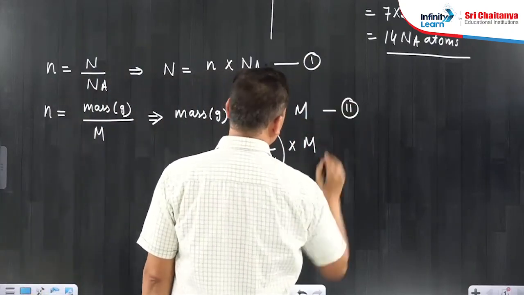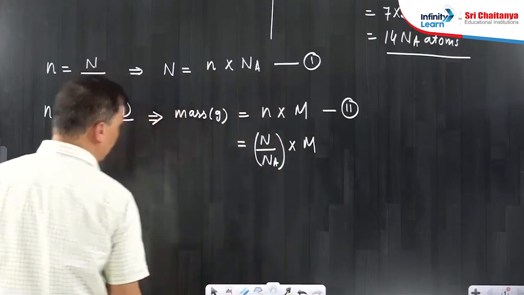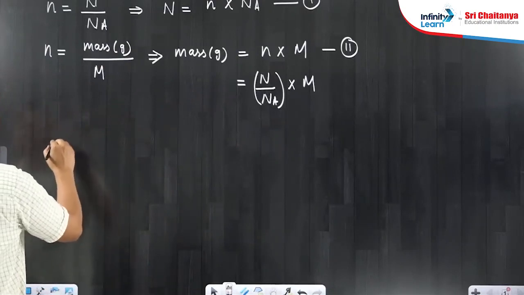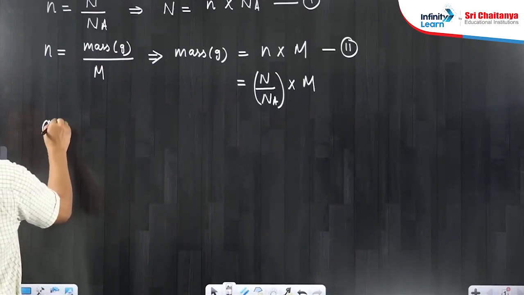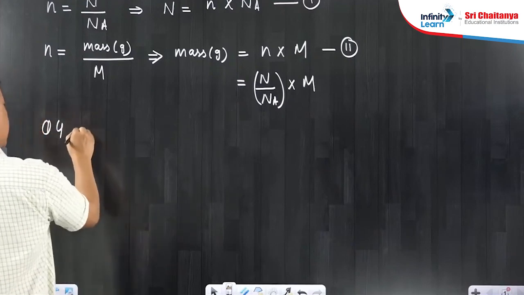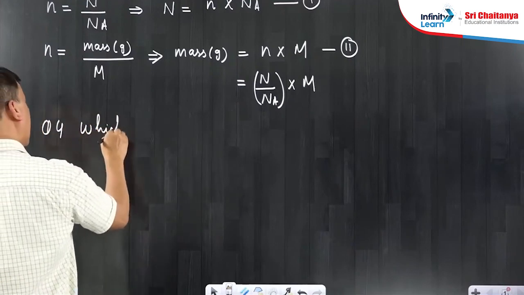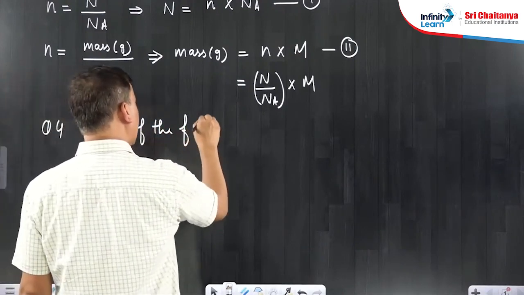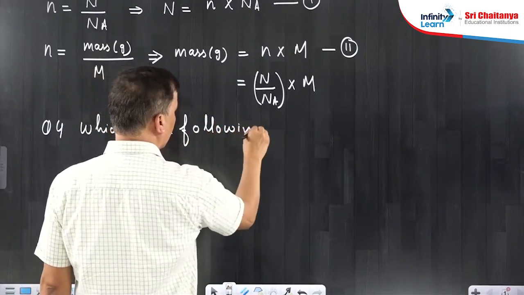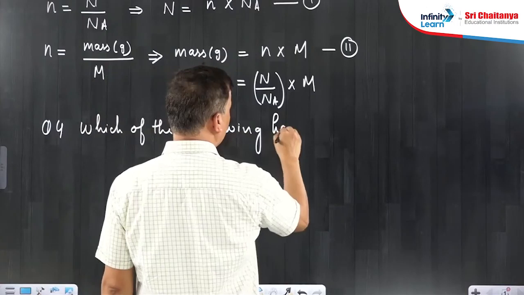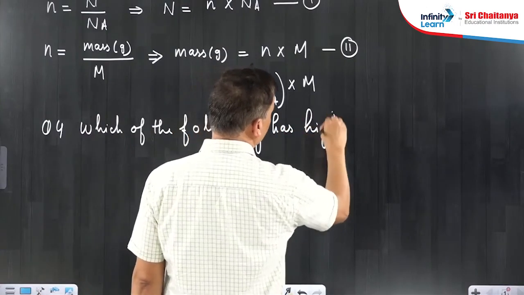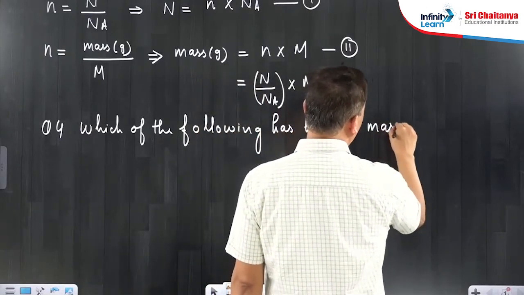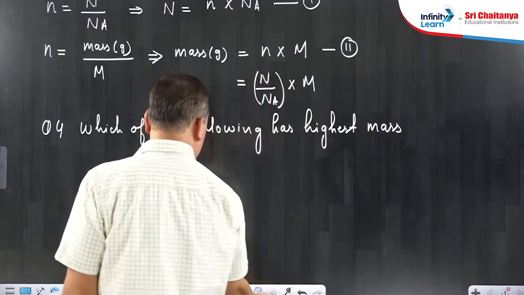So dear student, with the help of these two formulas, now we have to find out mass. I am writing here question number 3 or 4. Which of the following has highest mass? Means in this question, now we have to find out mass.